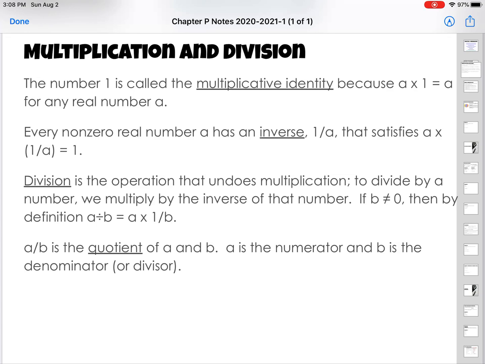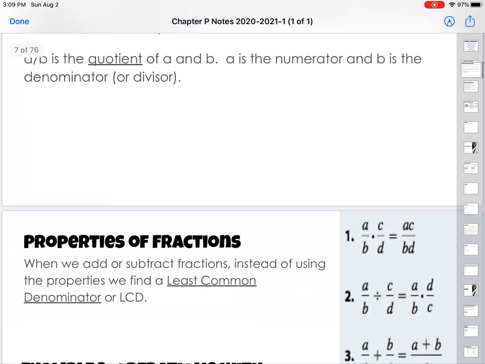Division is the operation that undoes multiplication, and to divide by a number, we multiply by the inverse of that number. So really when we say that we are dividing by 7, it's like multiplying by 1 over 7. A over B is the quotient of A and B. Quotient's the answer to a division problem. And A is the numerator, B is the denominator or the divisor in this case.